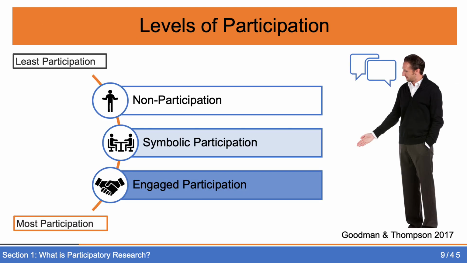There are different ways that community members can participate in research, but they should be involved as much as possible. This framework by Goodman and Thompson describes 3 levels of participation. It ranks the levels from least participation to most participation. There are 3 levels of participation that we'll go over in the next few slides: non-participation, symbolic participation, and engaged participation.